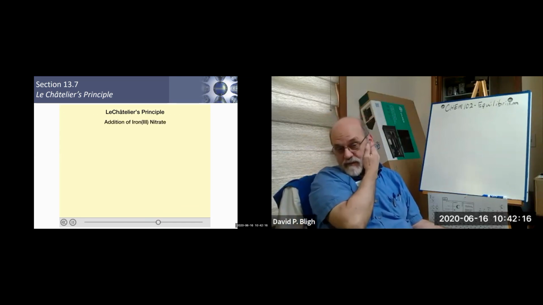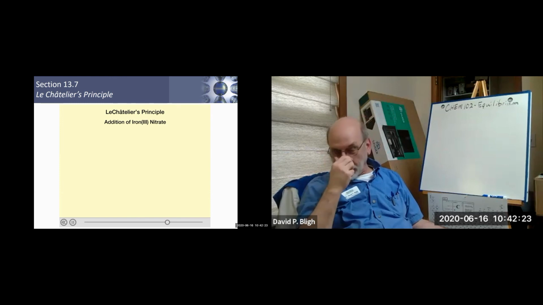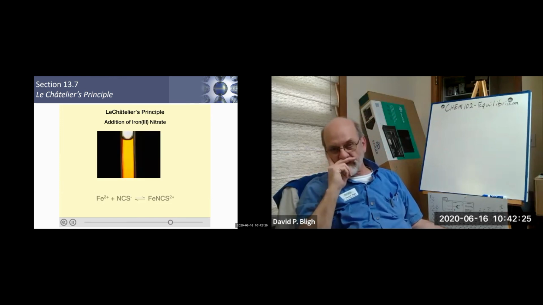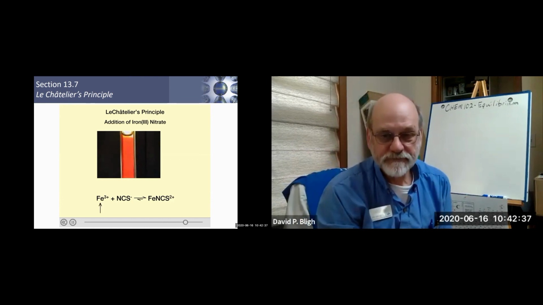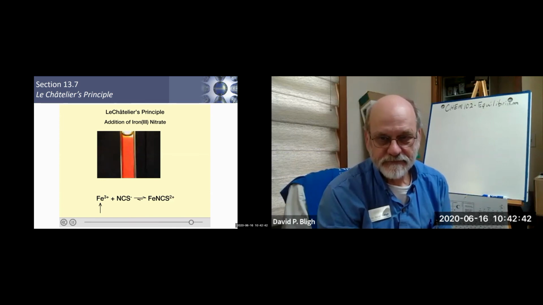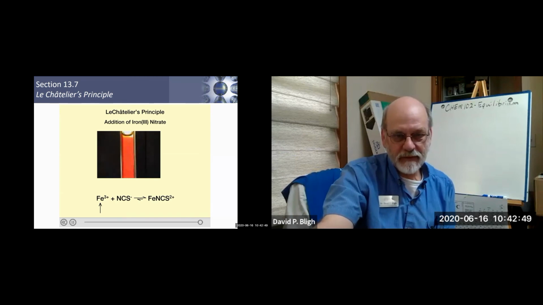In which direction will the addition of iron 3 nitrate shift the equilibrium of this reaction? Observe what happens as iron 3 nitrate is added. The equilibrium shifts toward the product since the iron 3 nitrate is a source of iron 3 ions, one of the reactants in our equation. As a result, more of the iron thiocyanate ions are formed and the solution turns redder.